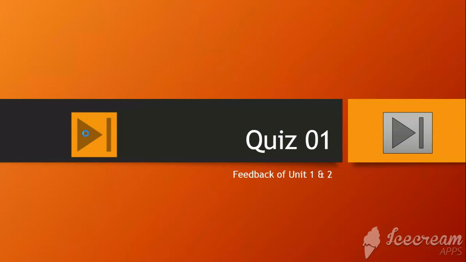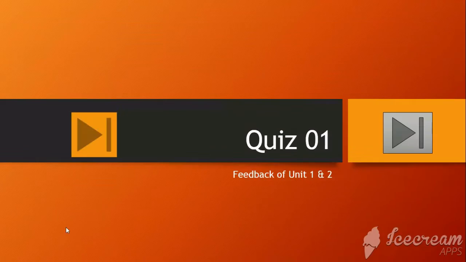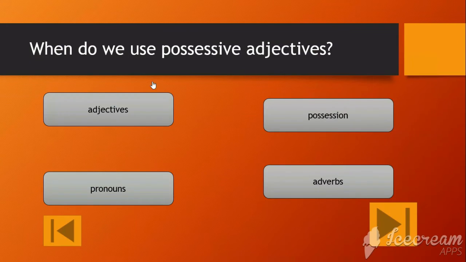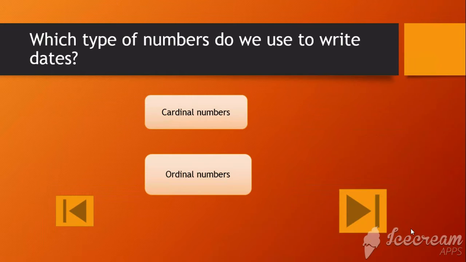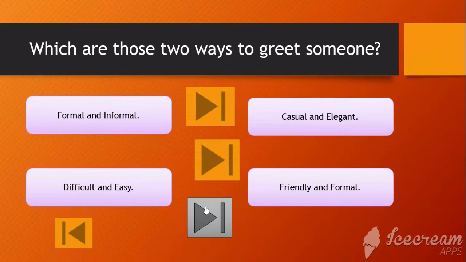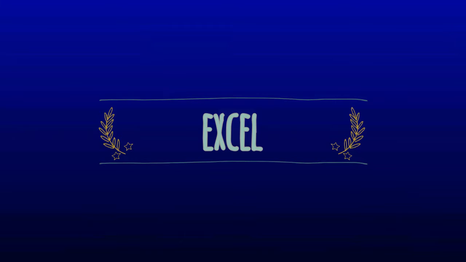Quiz number 1. Okay, when do we use possessive adjectives? To indicate possession. Correct. Okay. Next, which type of numbers do we use to write dates? It could be cardinal numbers. No, incorrect. Next, previous. Okay.